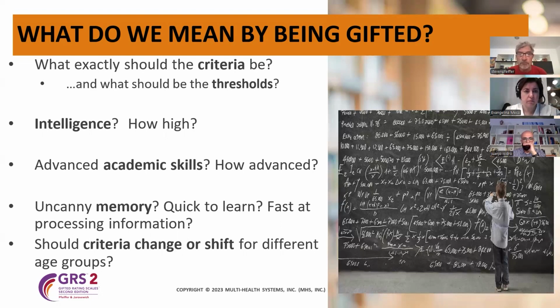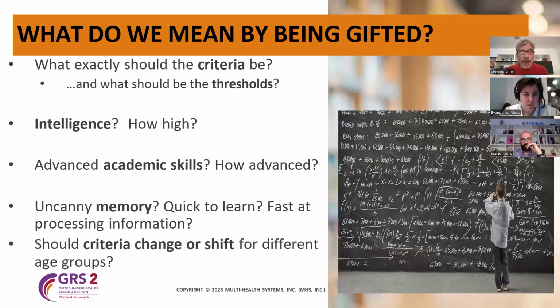Next question: when we talk about what we mean by being gifted, how important is intelligence? Clearly, as I mentioned earlier in my lecture, intelligence historically has been one of the most important criteria considered in identifying gifted children. But how high should the intelligence be? Should it be 110, 115, 120, 125, 130, 132, 135? How high should it be before we say, yes, this student's gifted, this student's bright, but not gifted?